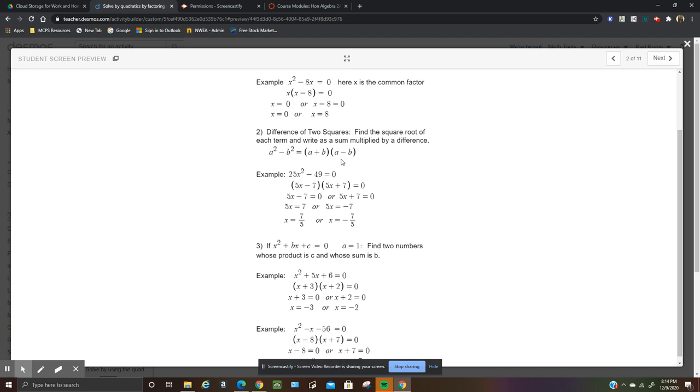So I equate each factor to 0 and then solve for x. The first one, 5x minus 7 equals 0, add 7, and then divide by 5, I get 7/5. In the second equation, 5x plus 7 equals 0, subtract 7 from both sides, and then divide by 5, I get negative 7/5.